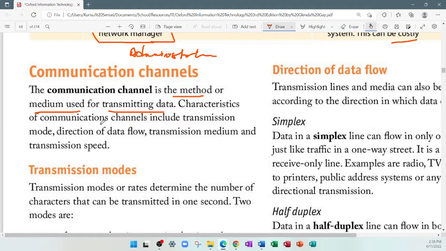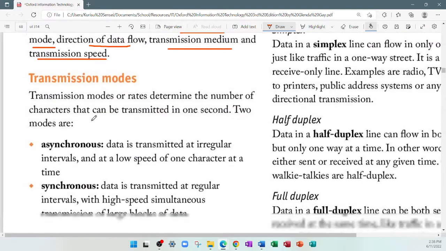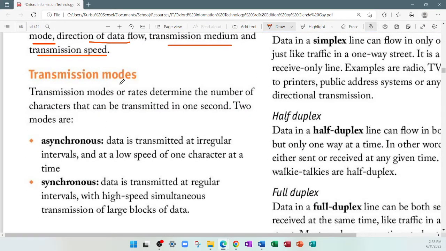Now, what are the characteristics of a communication channel? What makes up a communication channel? Well, the transmission mode, the direction of data flow, the transmission medium, and the speed. So the first characteristic we're going to look at is the transmission mode. This refers to the rate that determines the number of characters that can be transmitted in 1 second.